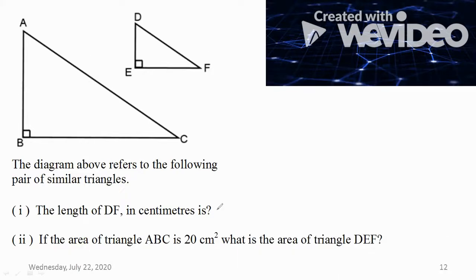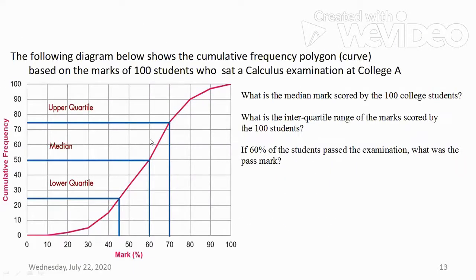Alright, hope you guys are following. This is our last question. The following diagram below shows a cumulative frequency polygon or cumulative frequency curve based on the marks of 100 students who sat a calculus examination at college A.